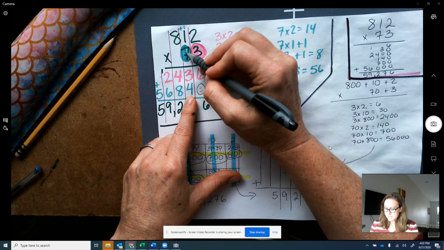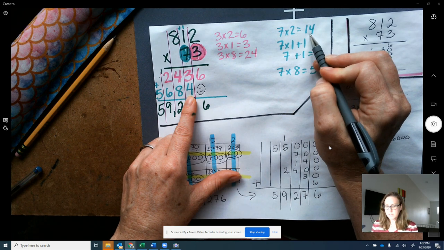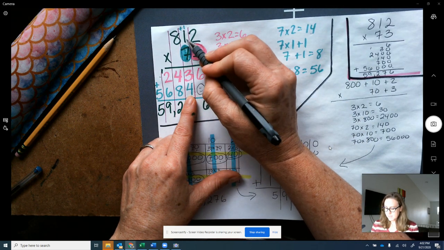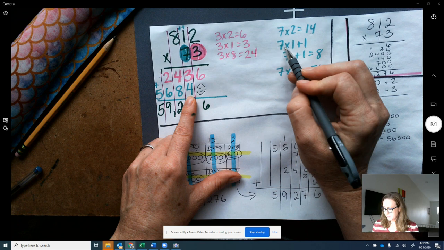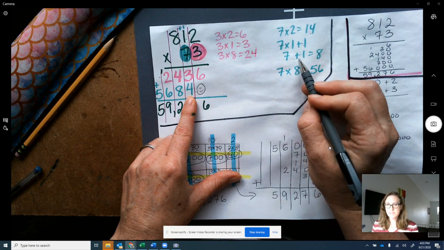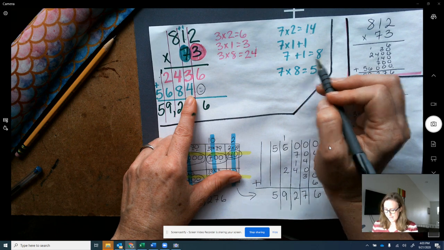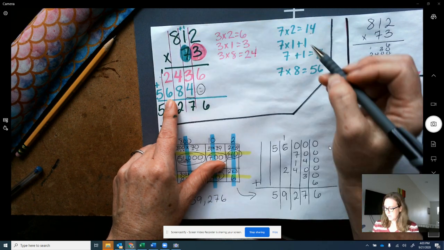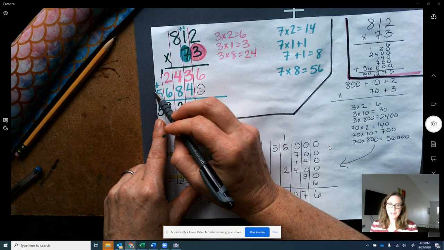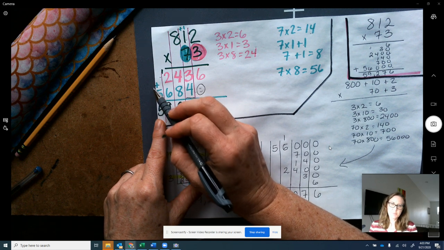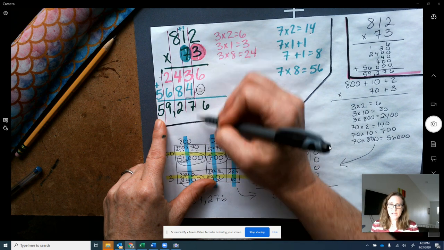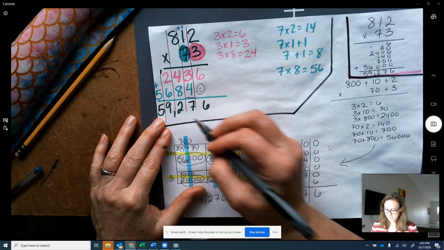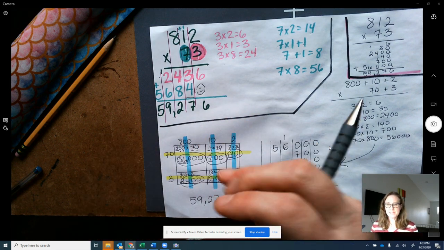So our first one here is 7 times 2. 7 times 2 is 14. The 4 goes down here. The 1 gets carried. Our next one is 7 times 1 plus 1. 7 times 1 is 7, plus 1 is 8. So that goes in this one. Now we have 7 times 8. There was nothing to carry. So 7 times 8 is 56. I did this too far over. There should be a plus sign right here, but I had to put it up there. It's already lined up. So then we add it, and we end up with 59,276. So that's the lesson that you missed today.